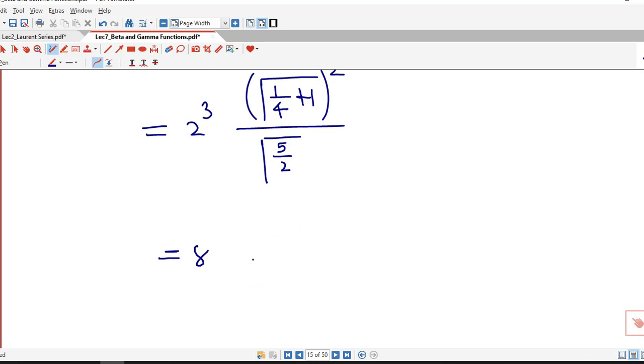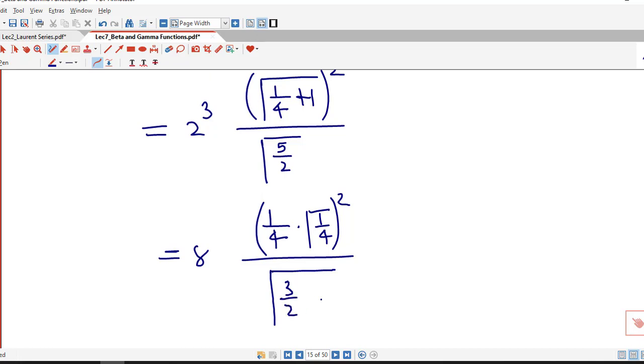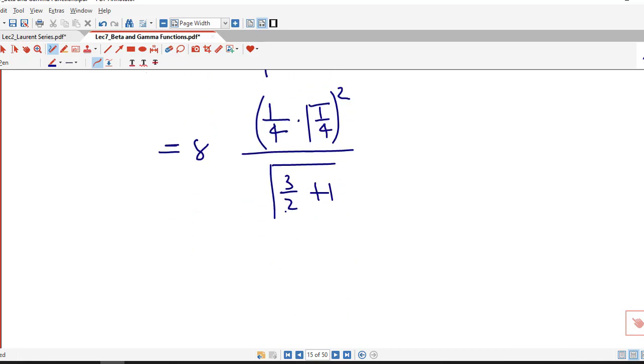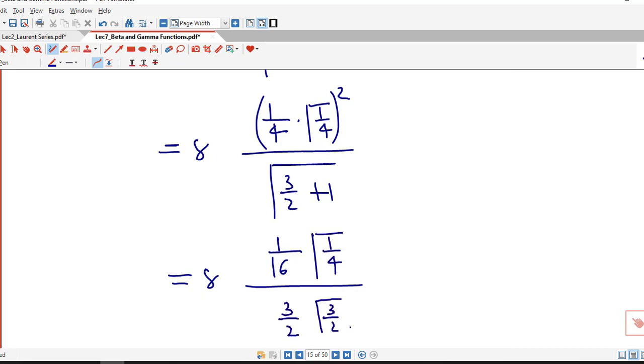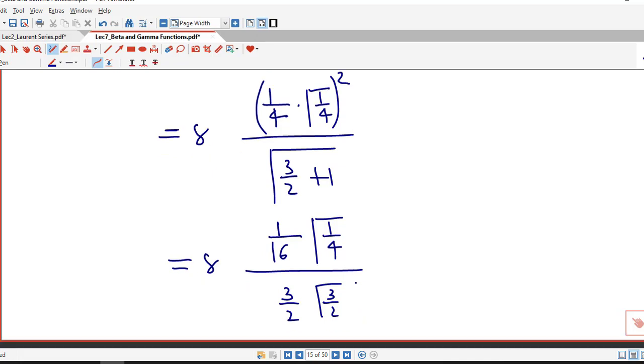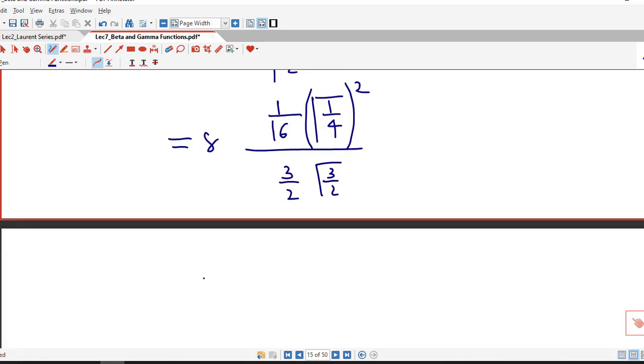Now using the recurrence formula, gamma 1 by 4 plus 1 is nothing but 1 by 4 gamma 1 by 4 whole square, and here also we rewrite gamma 5 by 2 as gamma 3 by 2 plus 1. So this is going to be square of 1 by 4, that is 1 by 16. This is gamma 1 by 4 square, and here we have 3 by 2 times gamma 3 by 2, and this 8 will cancel out with this 1 by 16.